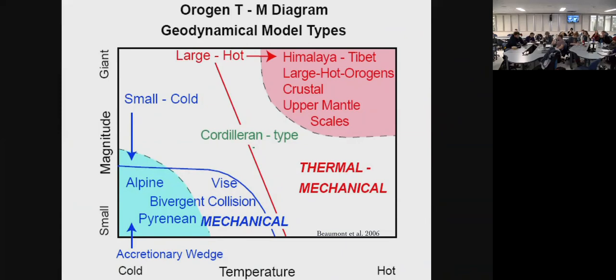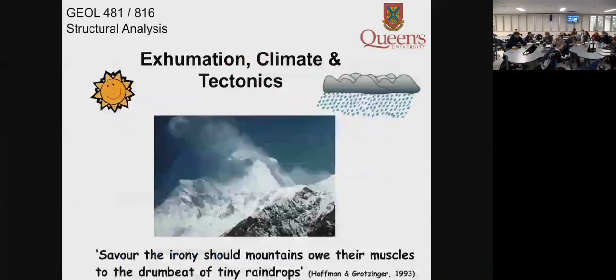Okay? We'll take a little break, and then after that, I want to talk about exhumation. And we'll talk about climate a little bit more, and how climate, raindrops, erosion dictate exhumation patterns, where we find metamorphic rocks, and also how they can control localization of deformation at the continental scale as opposed to the local scale. Okay? So we'll take 10 minutes and we'll come back.